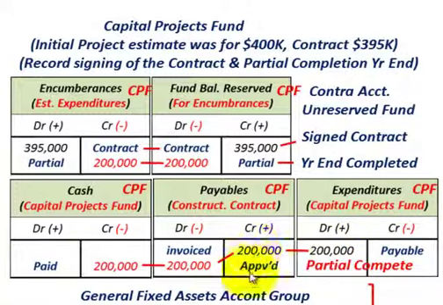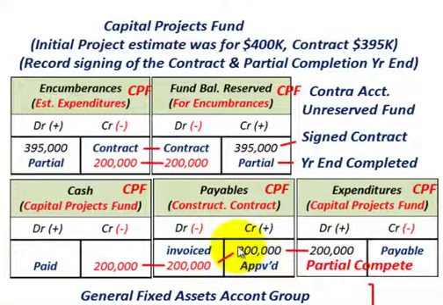Okay, so now let's say we have to approve this payable. The invoice was approved, so we would debit it out here for $200,000, remove that payable, and then the credit at that time, or reduce our cash, for the amount paid of $200,000. So that's how we record the partial completion at the year end in this case.